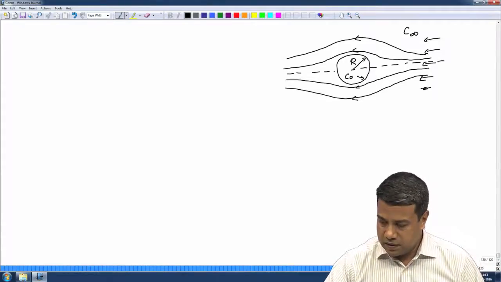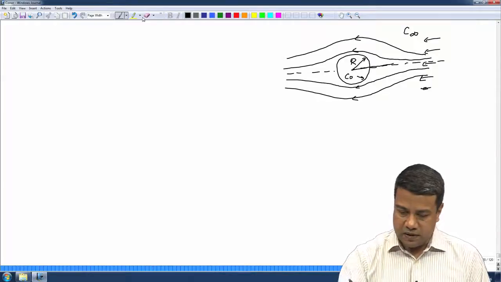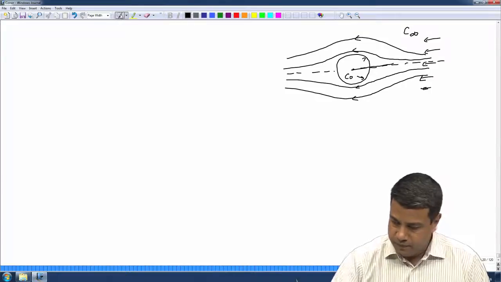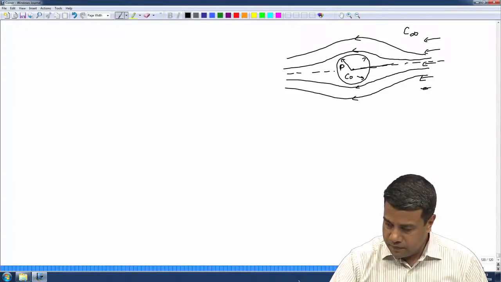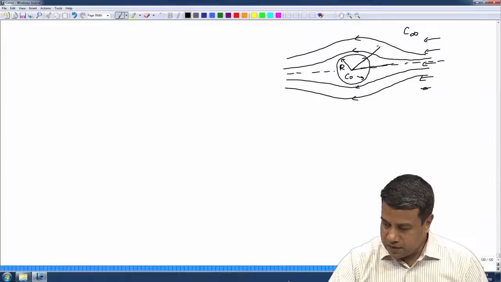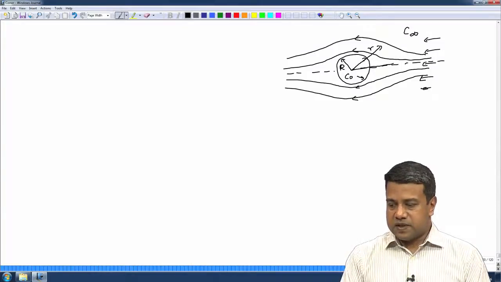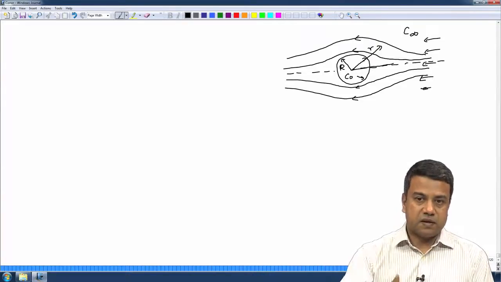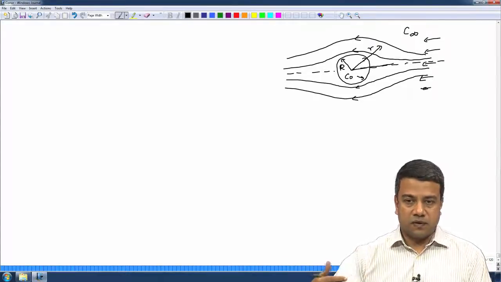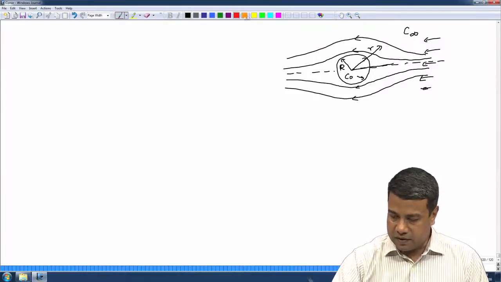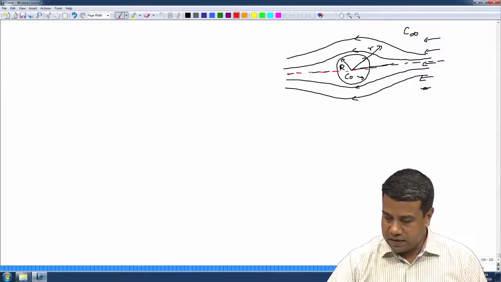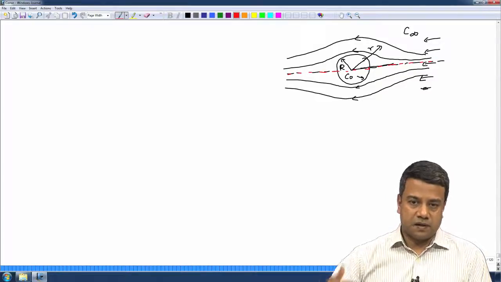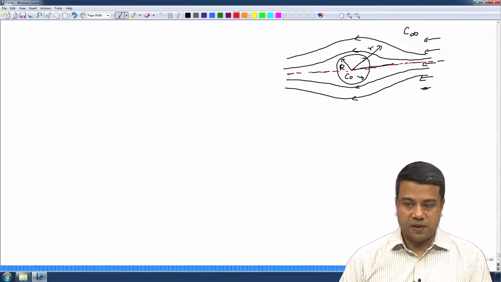So, for this, it is most convenient to choose a spherical coordinate system whose axis is along the axis of the flow past the particle. Because when you go around this axis that I have drawn here in red, the velocity field is independent of angle around that axis. So, it becomes an axisymmetric problem.